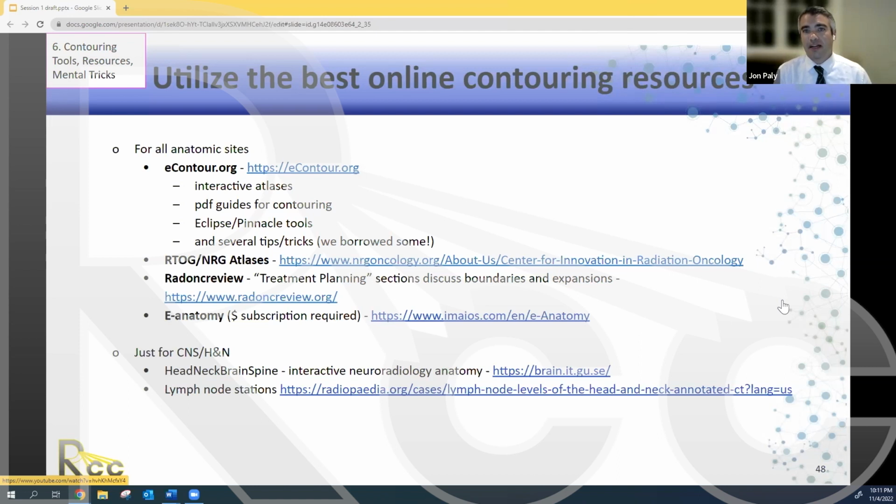And these have all been contoured by experts using atlases and consensus statements that are standardized documents. So it's not just what some smart person decided should be treated. These are what organizations and international societies have decided how we should contour this case. So I can't emphasize enough that that's been helpful for me. There, of course, are RTOG and NRG atlases. There's a website, RadOnc Review, that I find very helpful, that has a lot of great information on it related to clinical data, but also does include information about treatment planning that discusses boundaries and expansions on contouring.